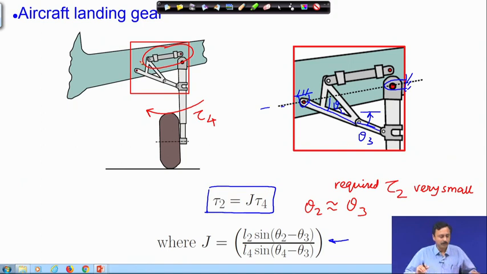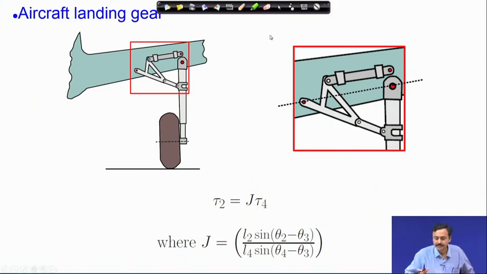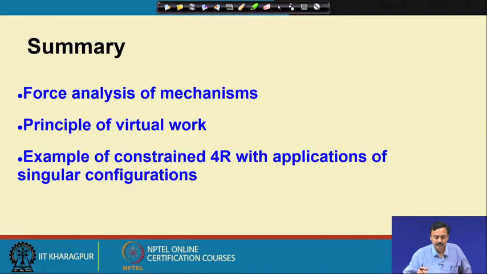So, this is how you can use the singular or the dead center configuration of the mechanism to resist very large forces. So, to summarize, we have looked at the force analysis problem of mechanism using the principle of virtual work, and we have looked at this constrained 4R mechanism and its application at singular configurations. So, with that I will close this lecture.